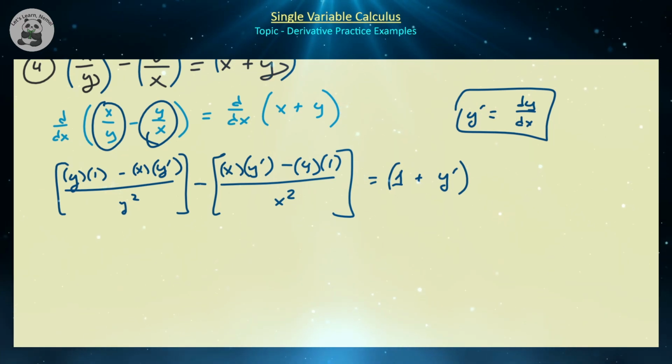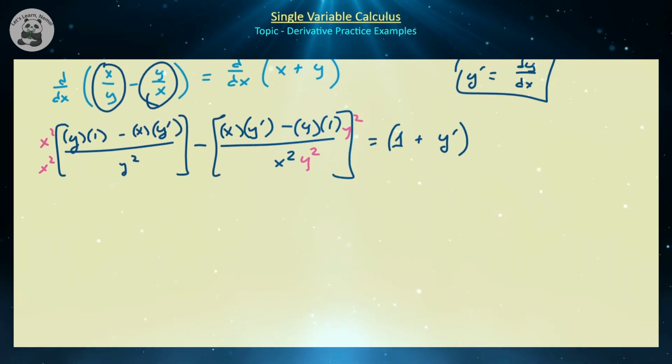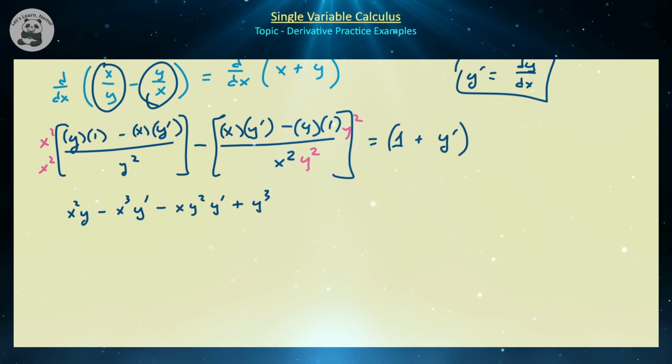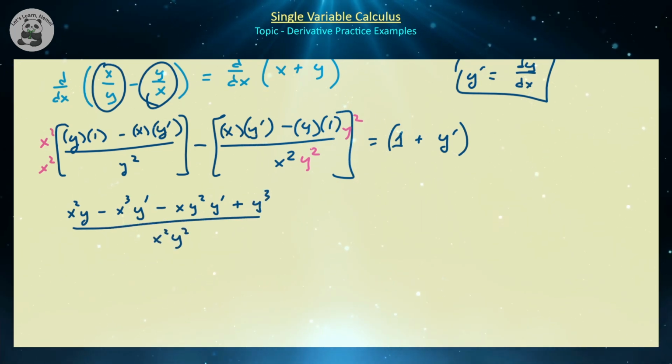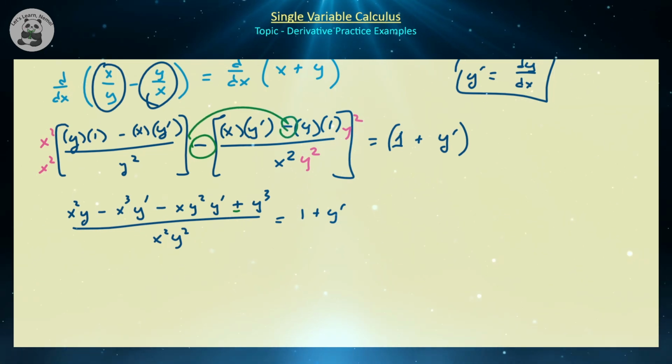Once I have that, what I want to do is get a common denominator. So I'm going to multiply top and bottom of this one by x squared and top and bottom of this one by y squared, so I can get them on the same side. And then what do I have? y x squared minus x cubed y prime minus xy squared y prime plus y cubed over x squared y squared equals 1 plus y prime. Right? And if you're not sure where that plus sign comes from, it comes from the distribution of that minus sign. All right, so we get that particular expression.